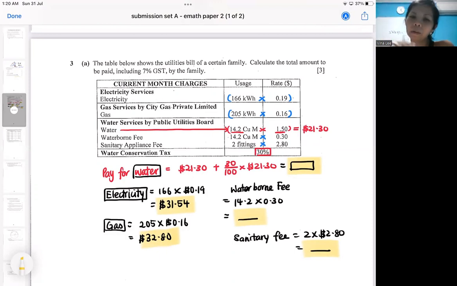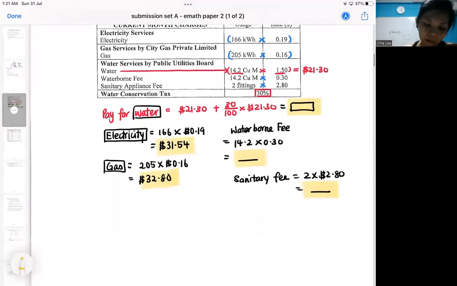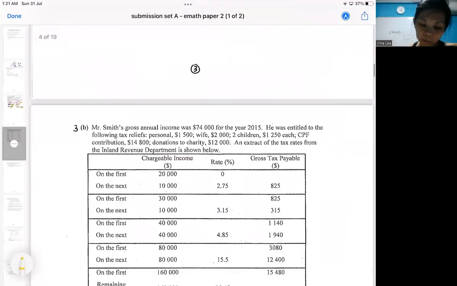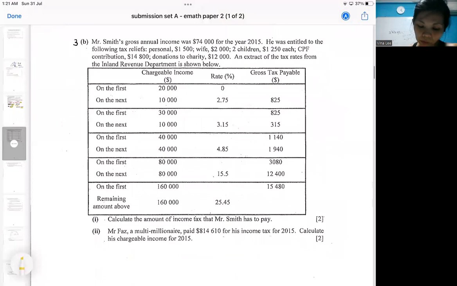It is not advisable that you do a GST for every component. It's very troublesome. So it's easier if you add up everything, then you put in the 7% GST. Okay, so that is the utility idea. The confusing part is on the tax. Another one that's confusing will be the taxation.